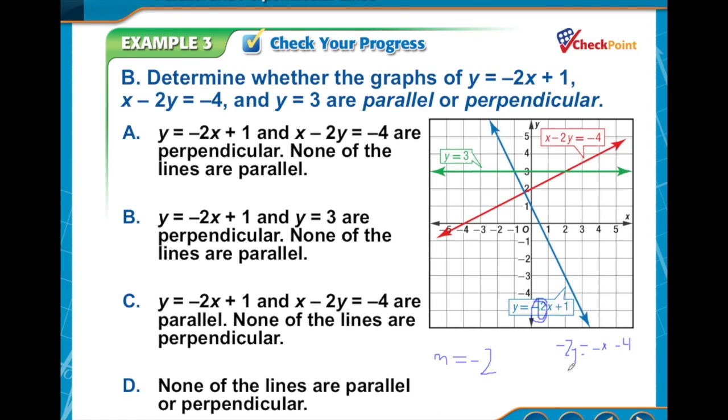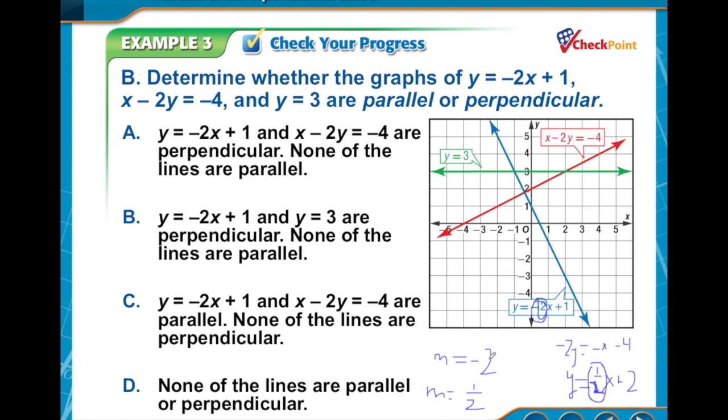And if I divide everything by negative 2, y would equal positive 1/2 x plus 2. So the crucial piece here is the slope. So the slope is the number attached to x. In this case, a 1/2. So we have an m of negative 2 and an m of a positive 1/2.